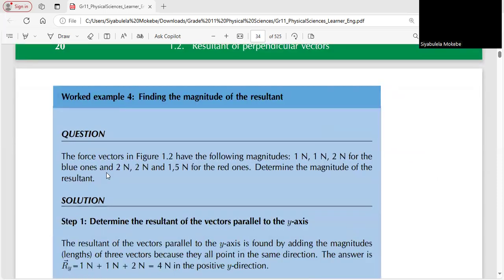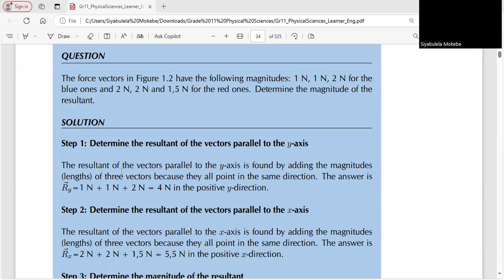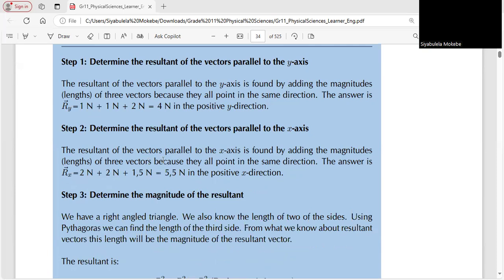Here's an example. The force vectors in figure 1.2 have the following magnitudes: 1 Newton, 1 Newton, 2 Newton for the blue ones, and 2 Newton, 2 Newton, 1.5 Newton for the red ones. Determine the magnitude of the resultant. The resultant of the vectors parallel to the y-axis is found by adding the magnitudes of 3 vectors because they all point in the same direction. The answer is 4 Newton in the positive y direction. The resultant of the vectors parallel to the x-axis is found by adding the magnitudes of 3 vectors because they all point in the same direction. The answer is 5.5 Newton in the positive x direction.